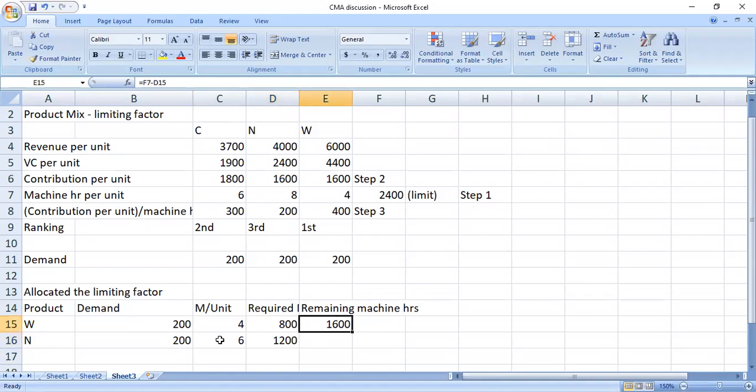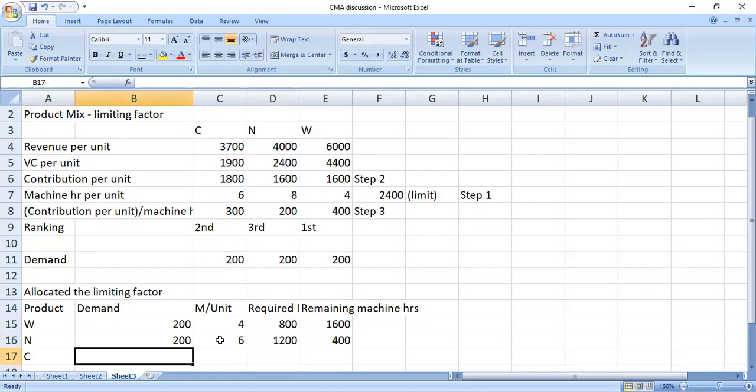Then you ask yourself, do I have enough hours left to cover the 1,200? And I think yes, we have, because we had 1,600. So when you deduct 1,200, what are you left with? You're only left with 400. This is the only remaining time we have. So we go to our next product, which is C.